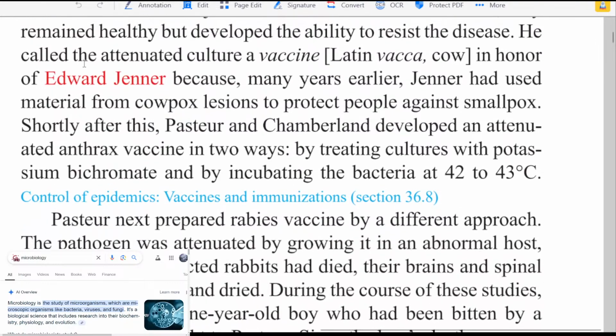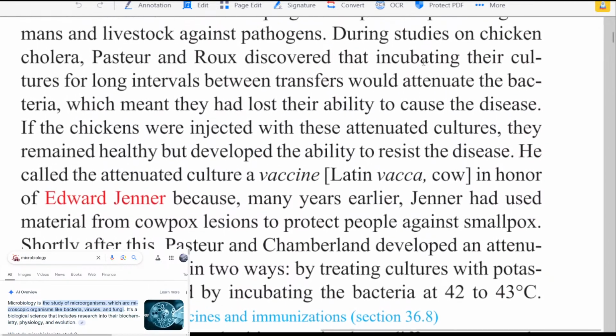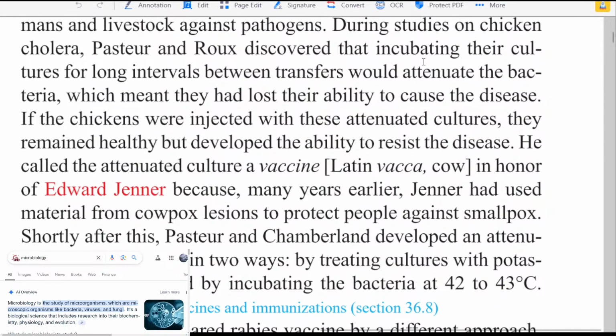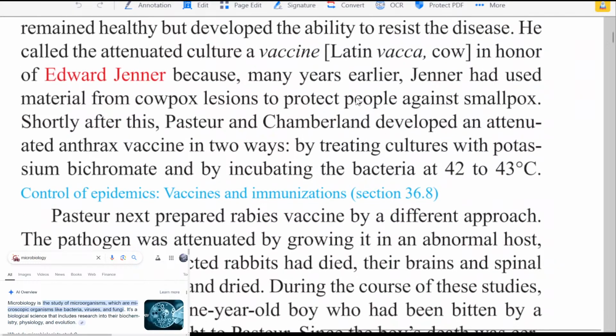Then he called the attenuated culture a vaccine. He just named it Weka cow. What cow? What was it again? Cholera. Livestock, chicken cholera. It was chicken cholera. So why in honor of Edward Jenner? Because many years earlier, Jenner had used material from the cowpox lesions to protect people against smallpox. All right, all right, all right.